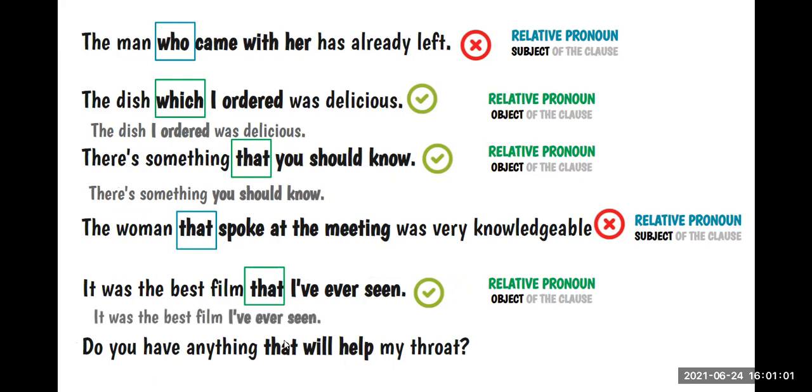Because the relative pronoun is the subject of the clause, right? Because we have a verb after the relative pronoun. We don't have a subject and a verb, right? This is the other sentence. It was the best film I've ever seen. Okay, any questions until here?